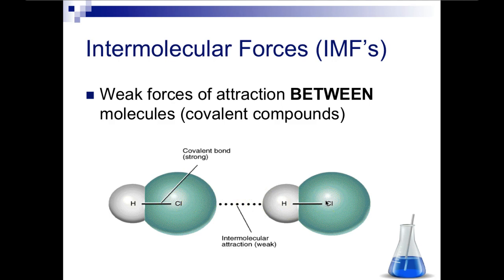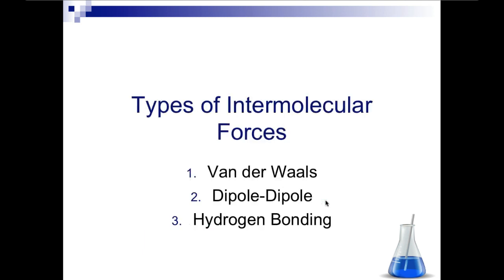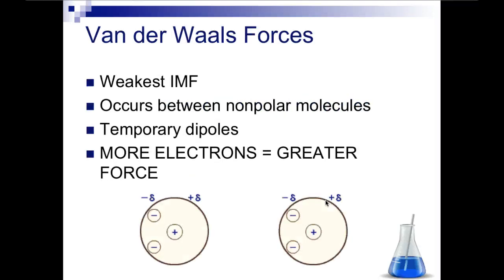There are different kinds of IMFs that a compound can have. The three main kinds that we're going to talk about are van der Waals, dipole-dipole, and hydrogen bonding. First, van der Waals. Those are the weakest IMFs. They occur between non-polar molecules, and they form temporary dipoles. More electrons means a greater intermolecular force, which means greater van der Waals forces. The key with these is they occur between non-polar molecules. So anything that is non-polar has van der Waals forces.